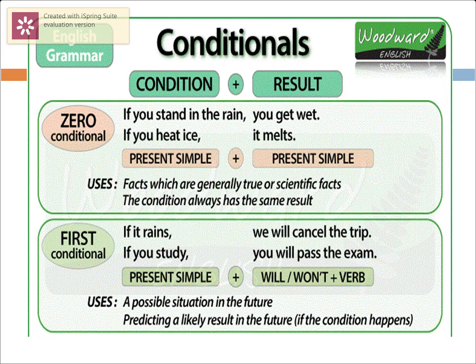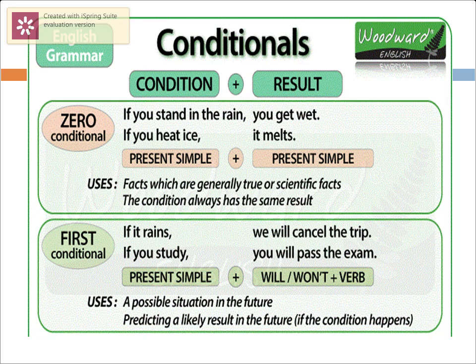Now, we also learned about first conditionals. First conditionals are those sentences where the condition is representing a possible situation. For example, if it rains, we will cancel the trip. Here, if it rains is the condition, which is highly possible or highly likely. Then, the result is in the present or the future. Now, this is used to talk about a possible situation in the future. It is also used to predict a likely result in the future if the condition happens.